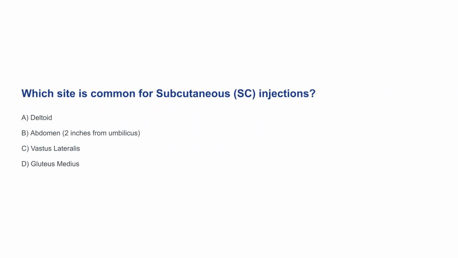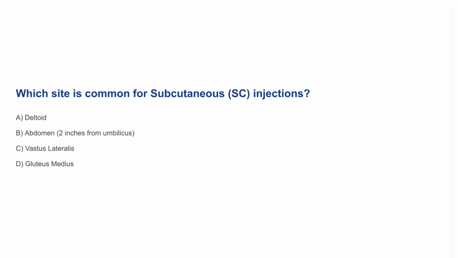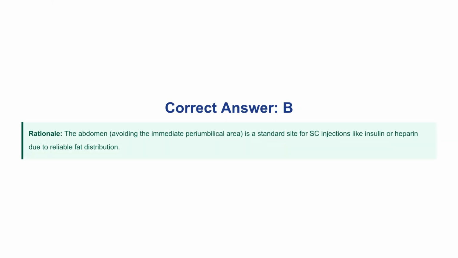Which site is common for subcutaneous SC injections? The correct answer is B. The abdomen, avoiding the immediate periumbilical area, is a standard site for SC injections due to reliable fat distribution.